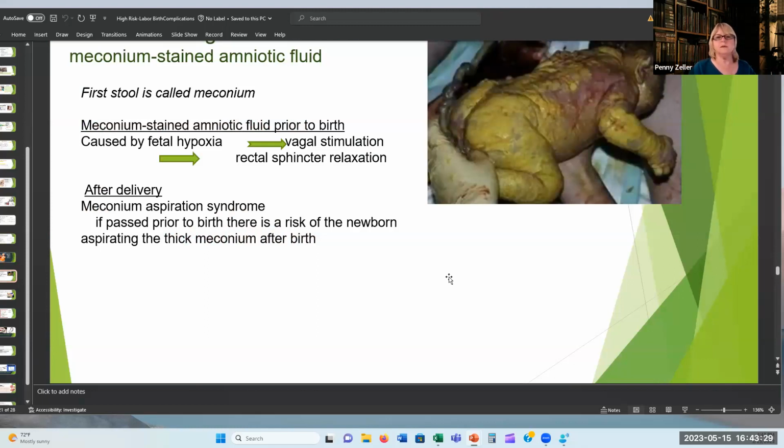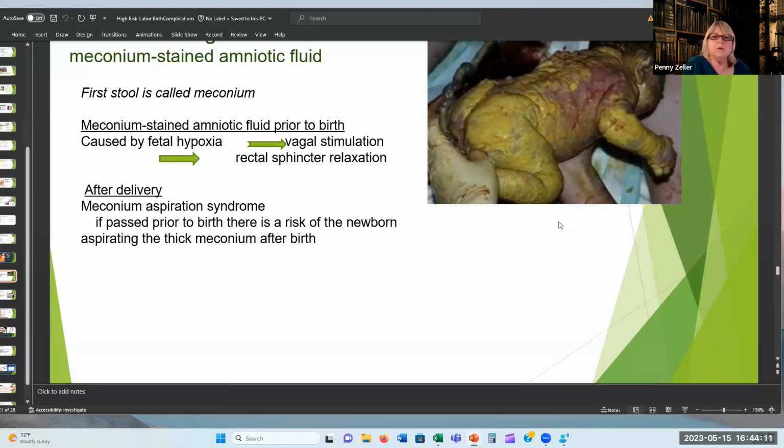During labor, if there's a lot of late decelerations, the baby is experiencing hypoxemia, and then hypoxia. That the level of carbon dioxide retained can cause a release of stool. Okay, so it's called meconium. The first stool that a fetus passes or a newborn passes is called a meconium.